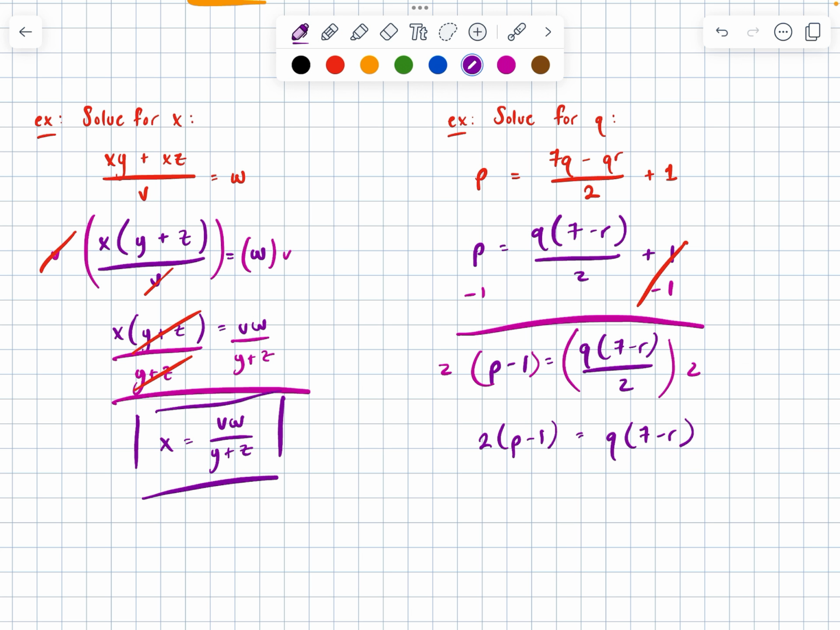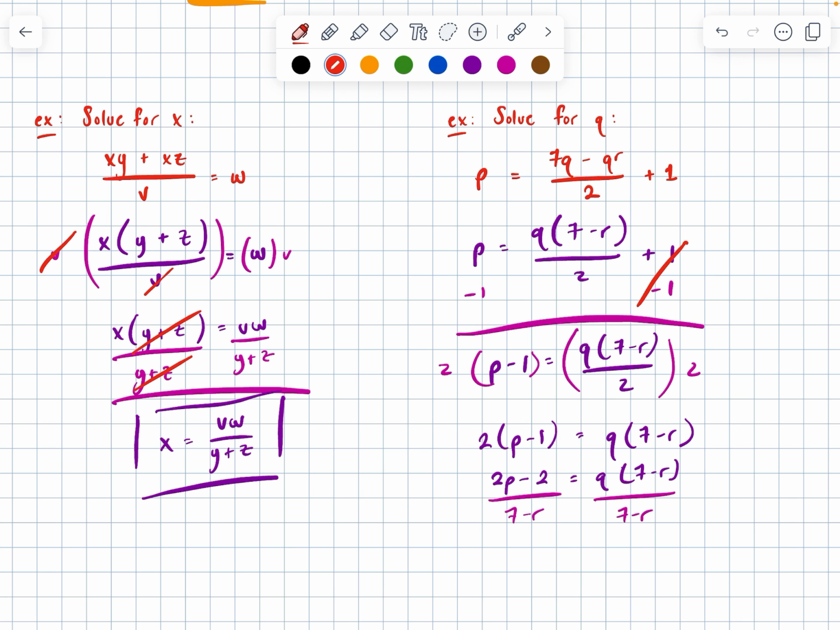And by the way, you are welcome to distribute here. So I'll even do the distribution, right? 2 parentheses p minus 1 would become 2p minus 2. But your goal in this case is just to get the q by itself. It actually doesn't matter if you do that distributive property. So if you want to leave it undistributed, be my guest. But if it makes you happier, if it makes you feel safer to do the distributive property, don't let me get in your way. Q times 7 minus r.